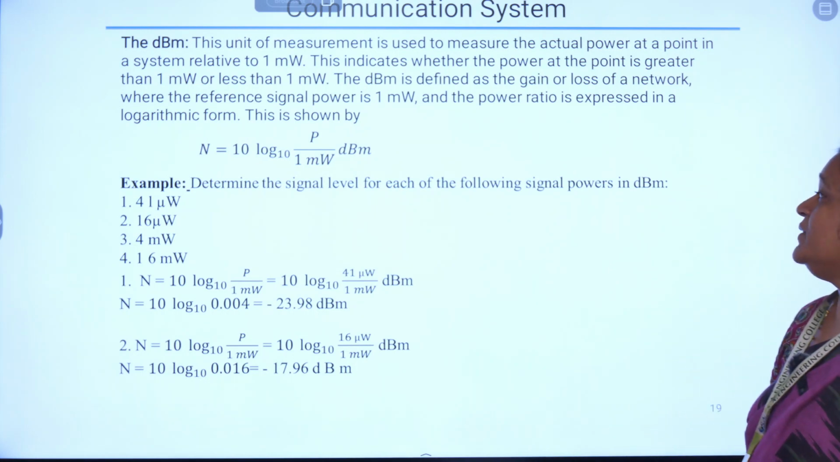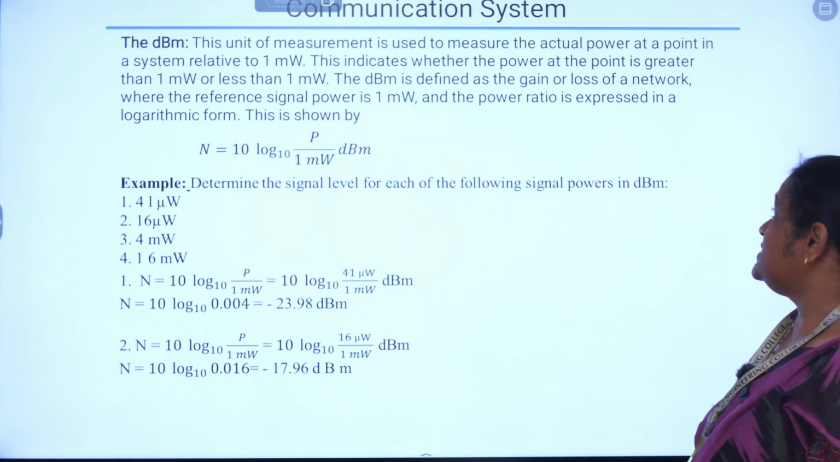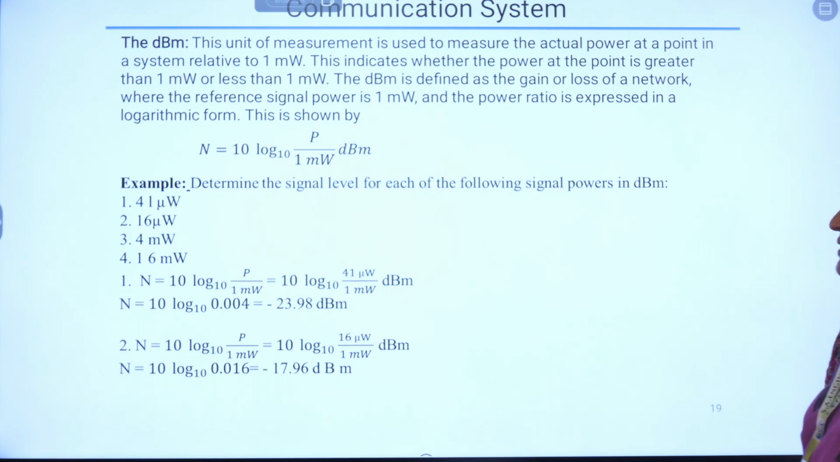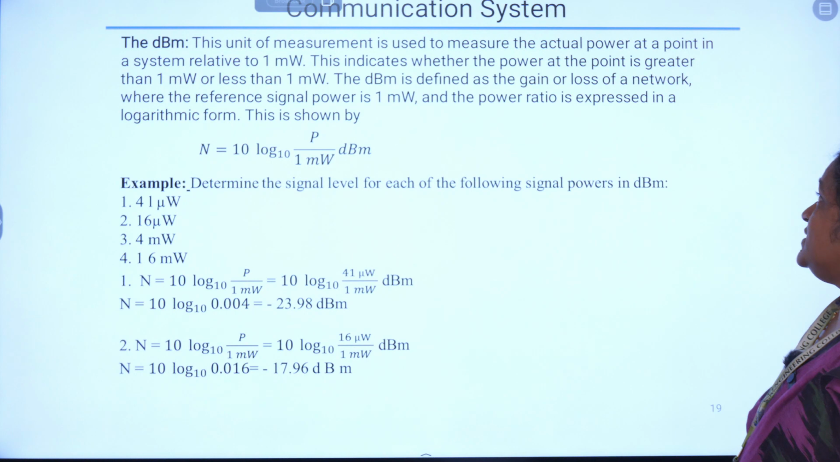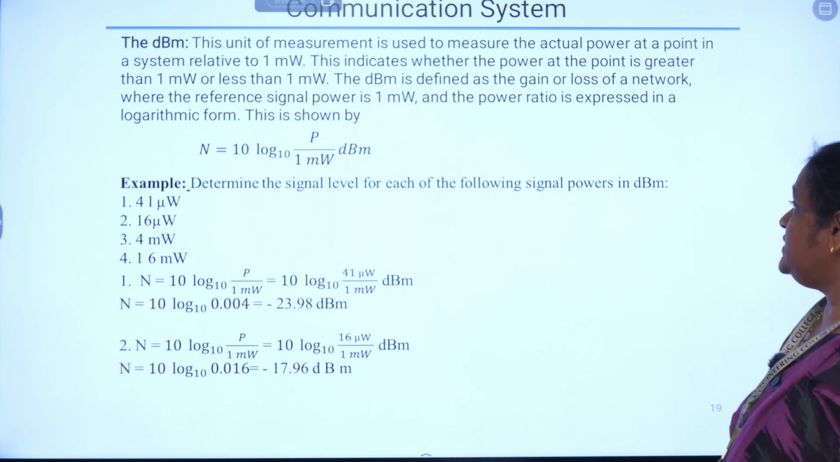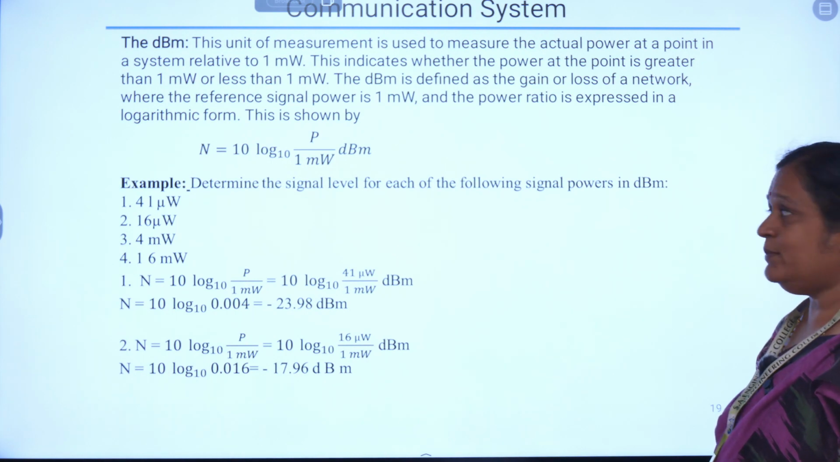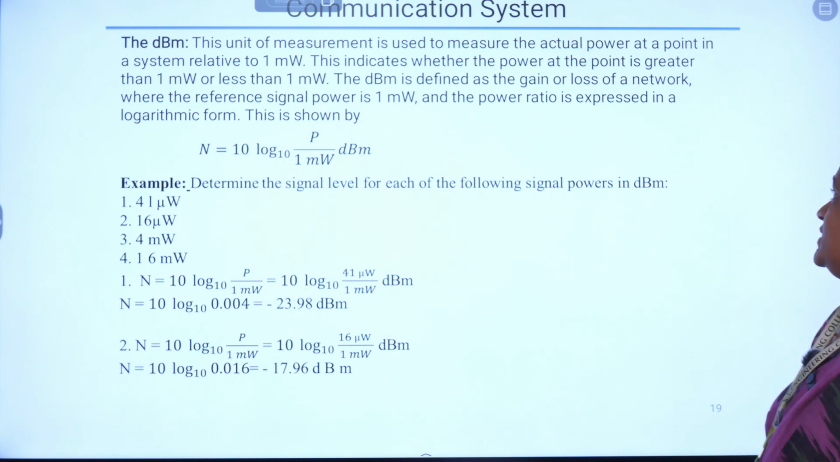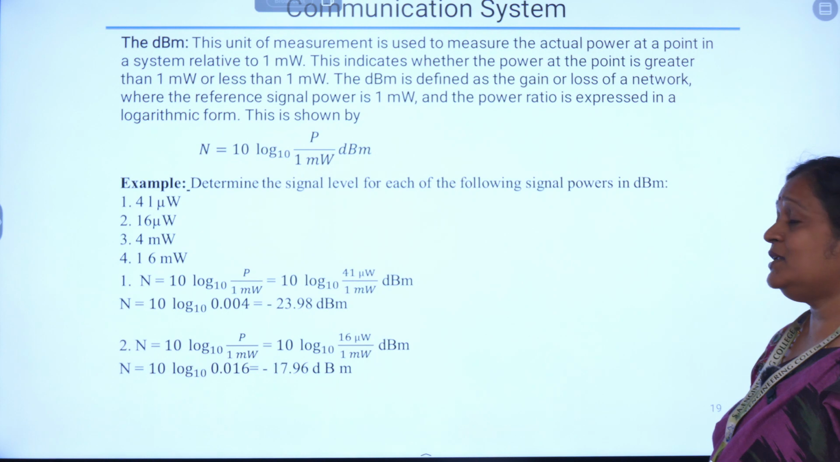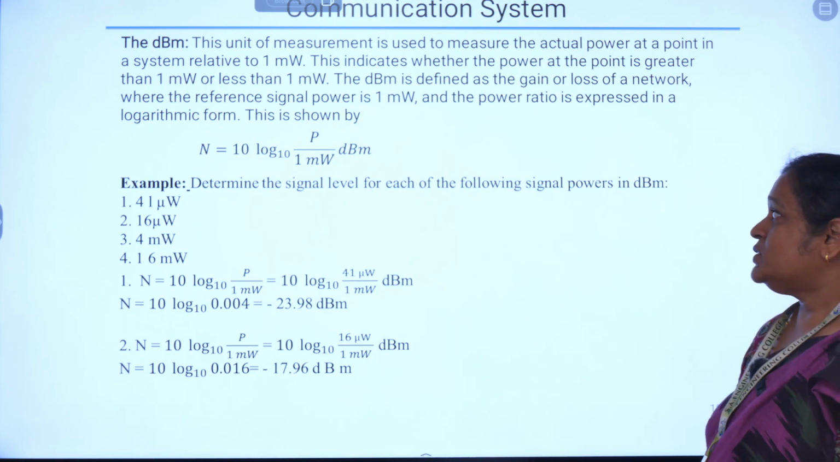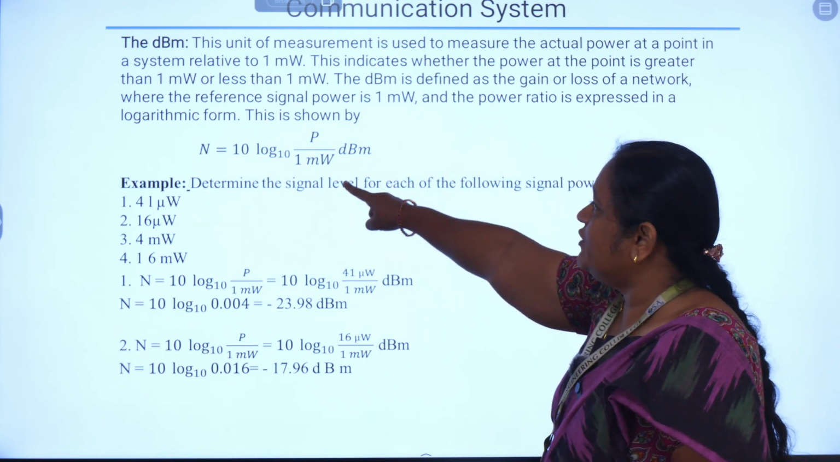Next one is dBm. This unit of measurement is used to measure the actual power at a point in a system relative to 1 milliwatt. This indicates whether the power at the point is greater than 1 milliwatt or less than 1 milliwatt. So dBm is defined as the gain or loss of a network where the reference signal power is 1 milliwatt, so power divided by 1 milliwatt.